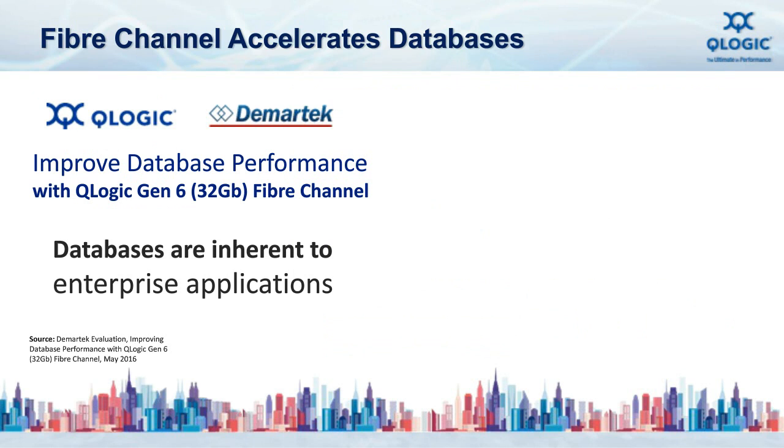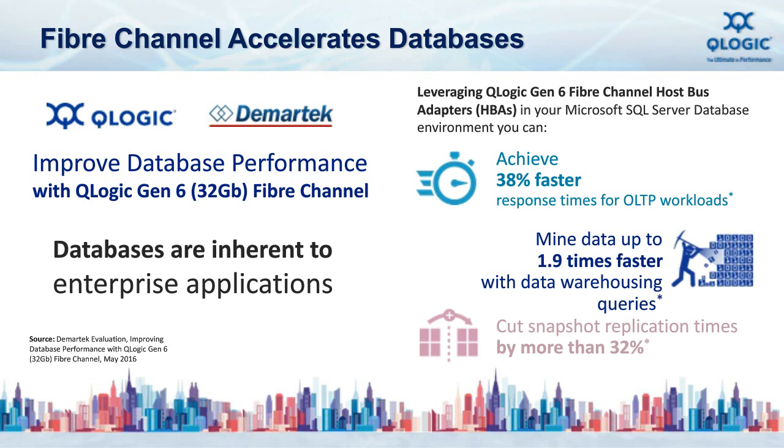So let's talk about the summary here. I'm just going to go right to this one. Using the QLogic 32 gig cards, we got 38% faster response time for transaction processing, 1.9 times faster on data warehousing queries, and we cut our snapshot replication times by more than 32%.